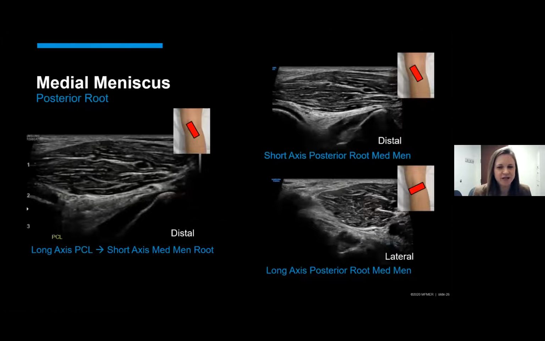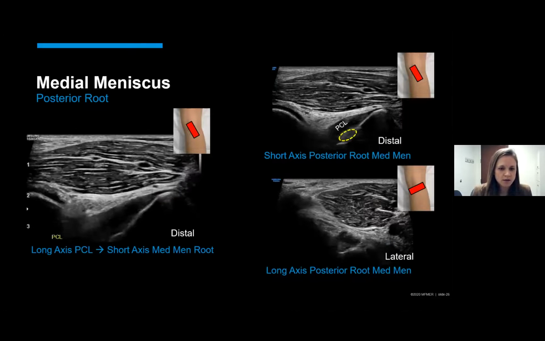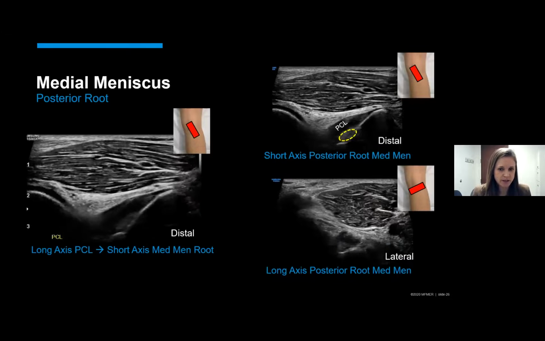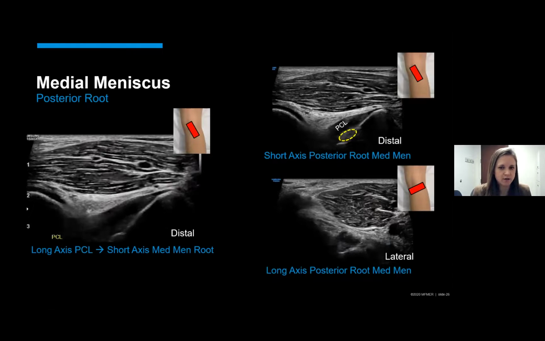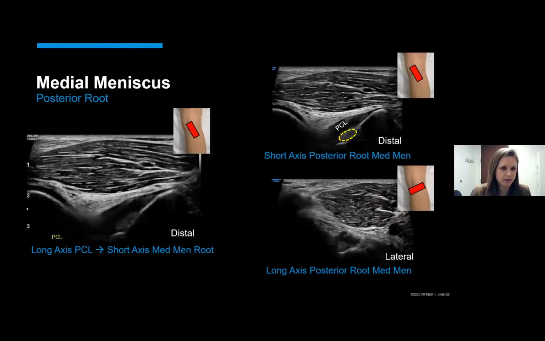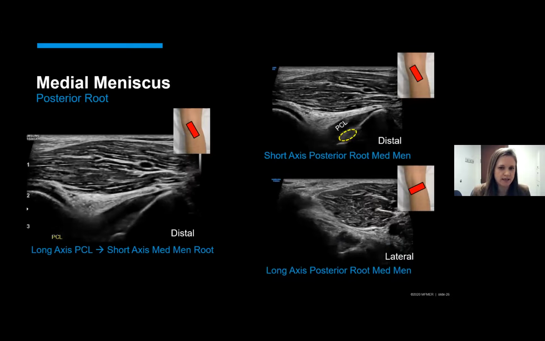Evaluation of the posterior root is not a typical part of the ultrasound evaluation, but in certain individuals, it can be relatively easy to see, especially if you have an effusion. And so how I like to evaluate the medial root is to use the PCL as a guide. So a curvilinear probe can help localize these structures initially, but then a linear probe is really helpful for detailed evaluation. So with the patient in a prone position, I start in a sagittal plane at the medial popliteal fossa with the patient prone and the knee extended.